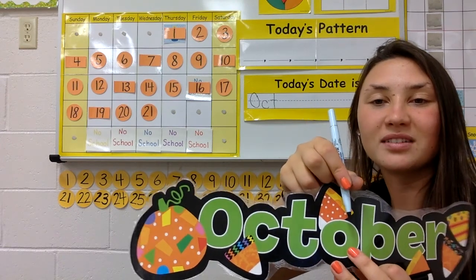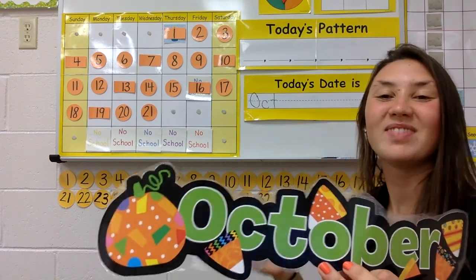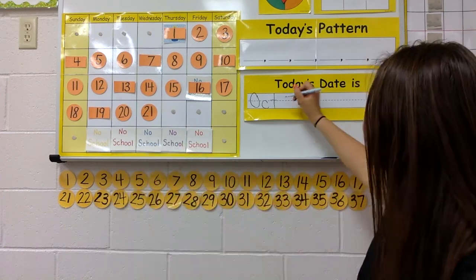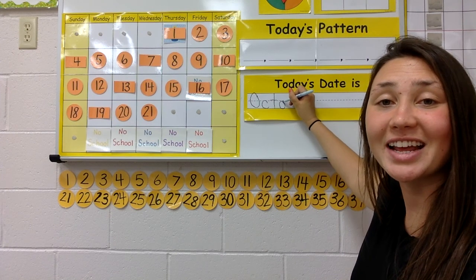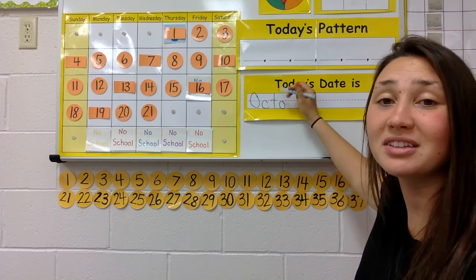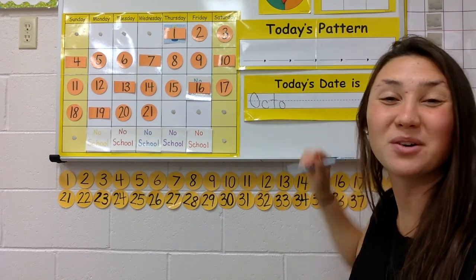Excellent work. Let's move on. We have our O-C-T. What's this letter? This little one. Yeah, that's an O, a lowercase o, right? And so when you make this lowercase o, make sure that it's littler and about half the size as your capital O.